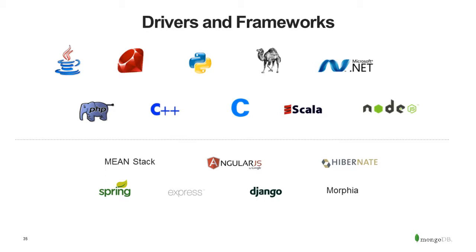A mapping layer is when you need to map an object into a table structure. So be aware of things like Hibernate, Spring, and Morphia.